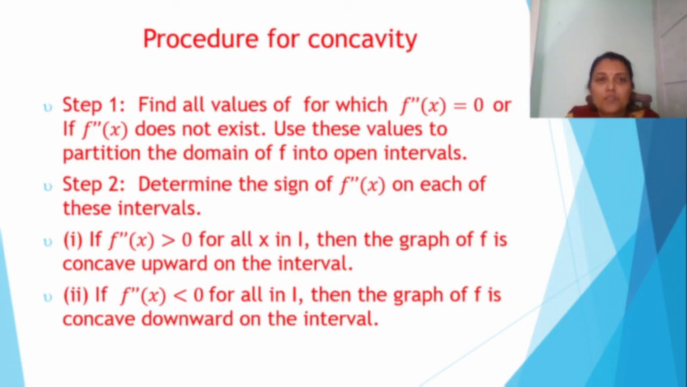So here is the procedure for concavity. Find the values of x for which f double dash x is equal to 0, or f double dash x does not exist. Use these values to partition the domain of f into open intervals. Determine the sign of f double dash x on each of these intervals. If f double dash x is greater than 0 for all x in I, then the graph of f is concave upward on that interval, and if f double dash x is less than 0 for all x in I, then the graph of f is concave downward on that interval.